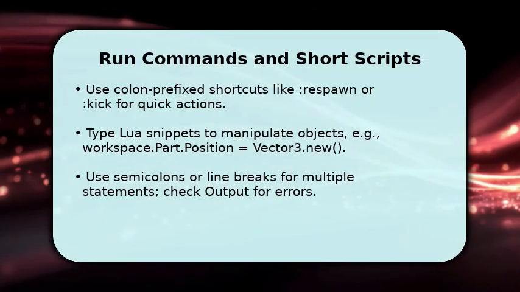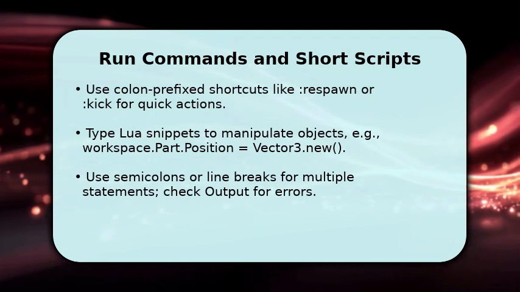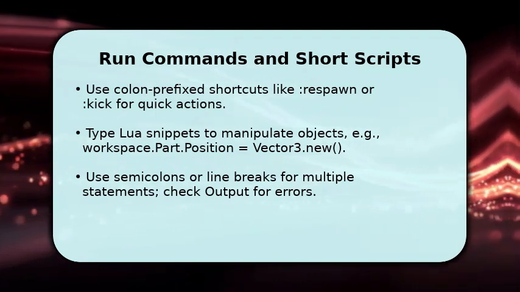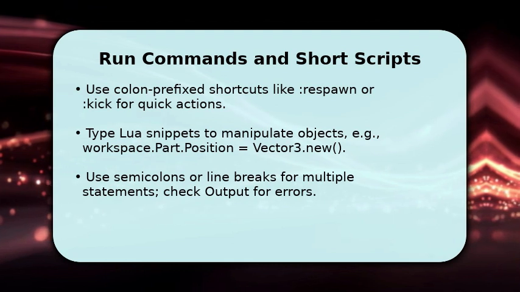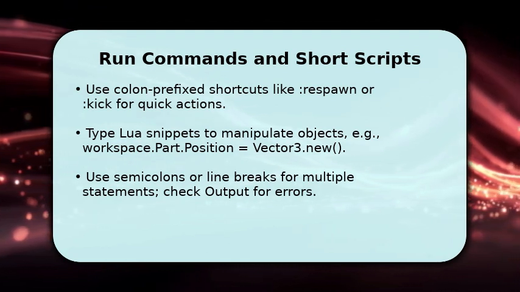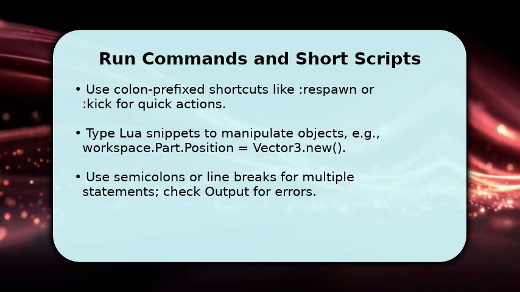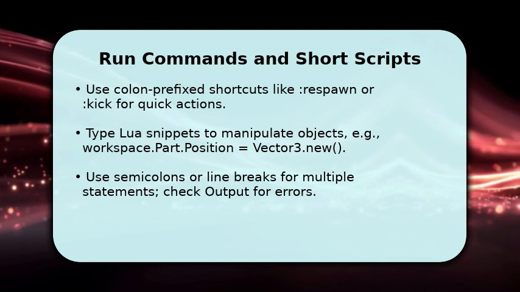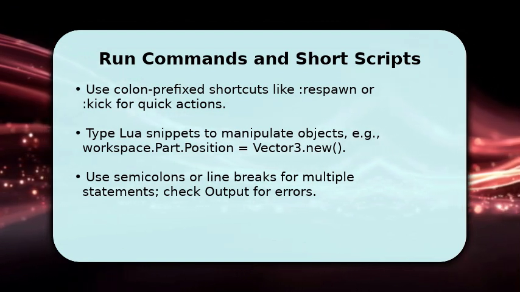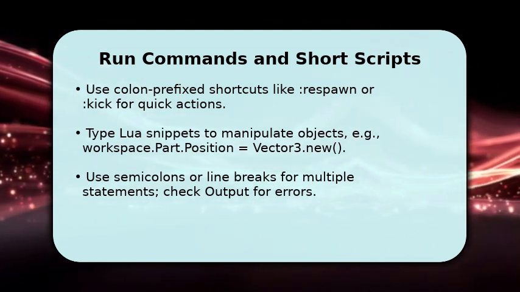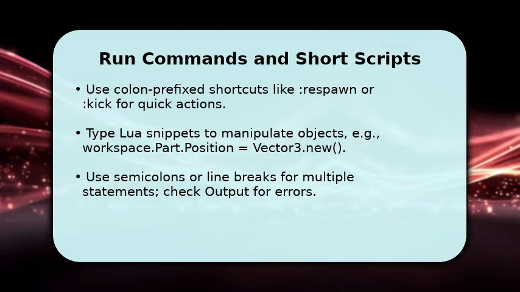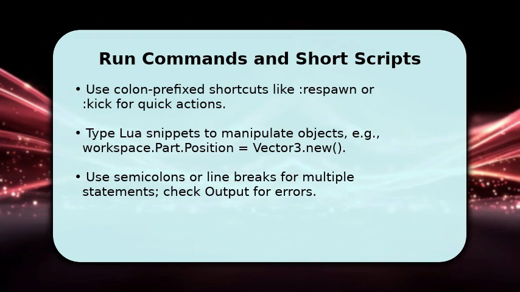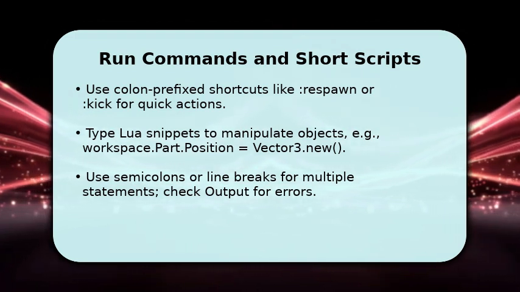You'll now run commands that change the scene or players. Start with simple colon shortcuts like respond to test behavior, then progress to short Lua lines that modify properties. For example, set an object's position or change a humanoid property. That shows how command context matters. If you need multiple lines, separate statements with semicolons or press enter for readability, and always watch output for runtime errors so you can correct syntax or selection mistakes immediately.